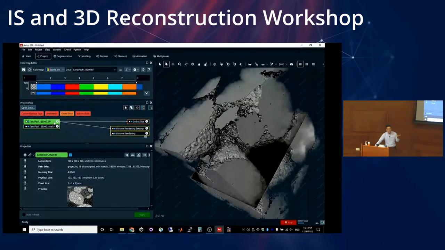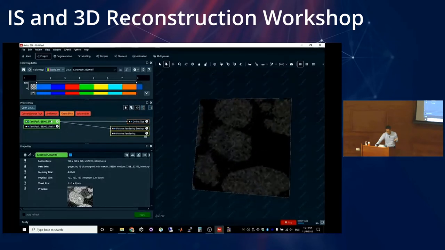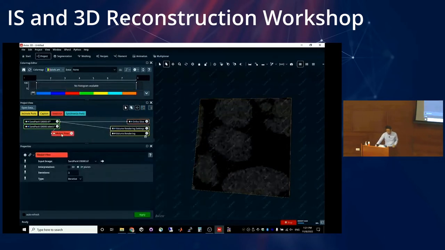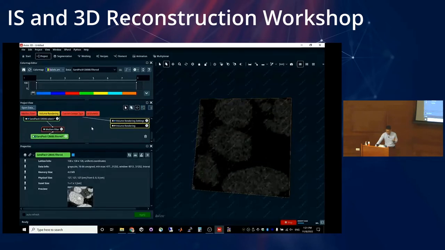So first, I'm going to clean up my data. Let me just turn this off. I'm going to clean up my data and apply a filter to it, so this will change the values. I'm going to use a median filter. There's a bunch of filters that you can use in Avizo. We don't have time to go through them today, but median filter is usually a popular choice.